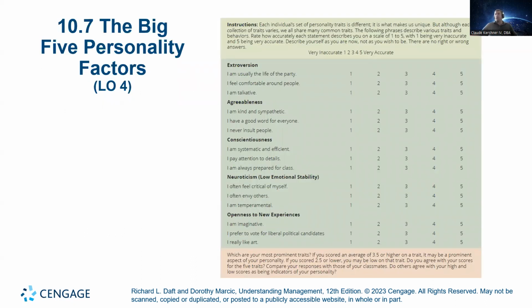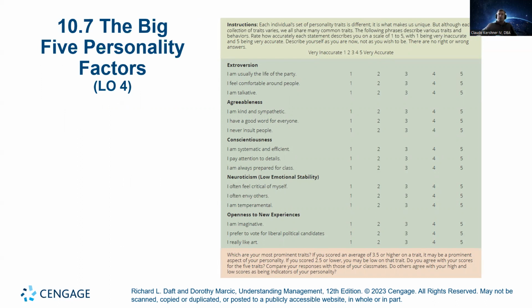So extroversion, a good question would be, I feel comfortable around people, on a scale of 1 to 5. How would you answer that? One being, that's not an accurate way to describe me, or 5 being, that's an accurate way to describe me. Another one for extroversion is, I am usually the life of the party. Does that accurately describe you, or does that not accurately describe you?